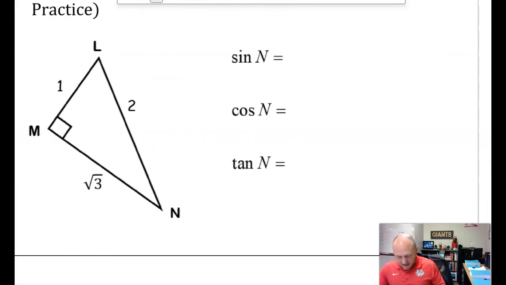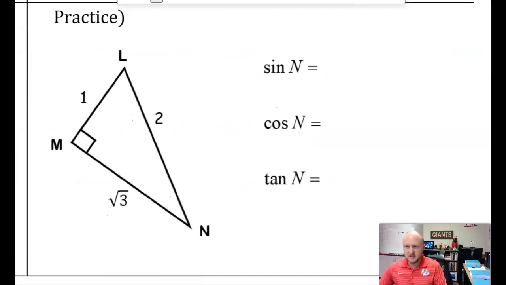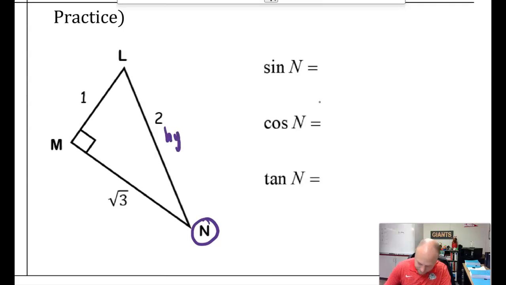All right, next example. Please pause me if you have not done this example. Okay, angle N. So here's N. 2 is the hypotenuse. 1 is going to be your opposite side, and then square root of 3 is your adjacent side. So here we get opposite. That's 1 over the hypotenuse, which is 2.